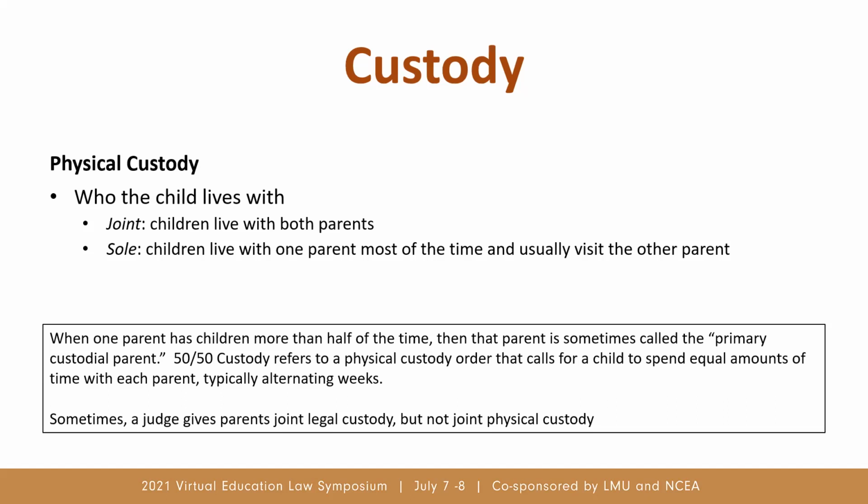And when we look at physical custody, you may come across other defining terms such as primary custody, which means the court has ordered a child spend more time with one parent than with the other. Or you might come across 50-50 custody, which refers to a physical custody order that calls for the child to spend equal amounts of time with each parent, such as alternating weeks or weekends.